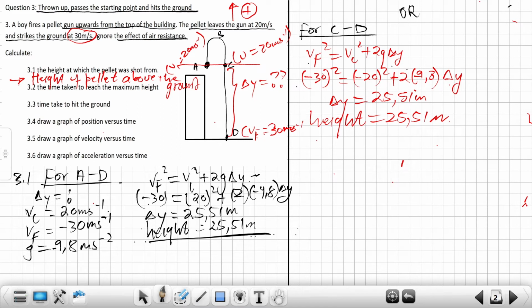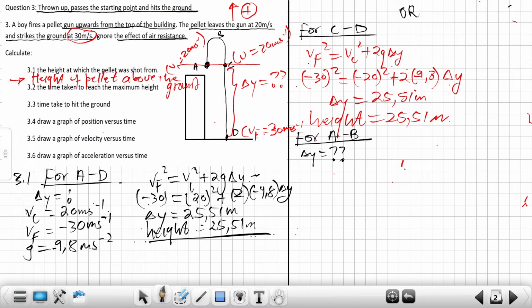The displacement for ABC is 0, but now I want the height the pellet was at B. So I am looking for that when I am addressing this particular issue. So I need to be specific now. Which motion am I looking for, or which part of the path? I am looking for A to B. So when I'm looking at A to B, I have my delta y, which is what I am looking for.